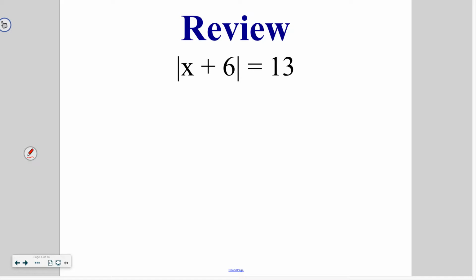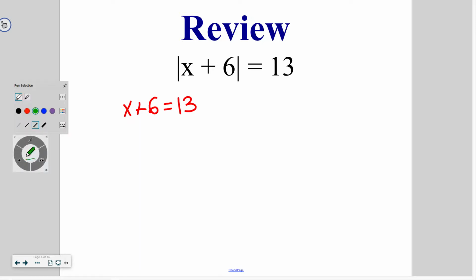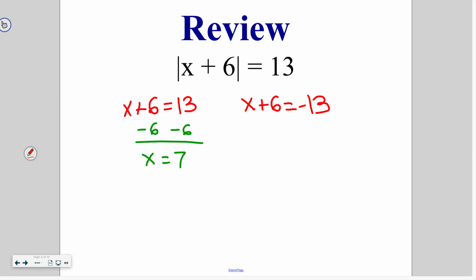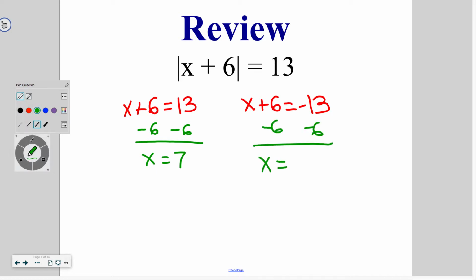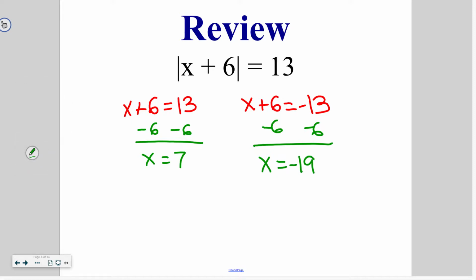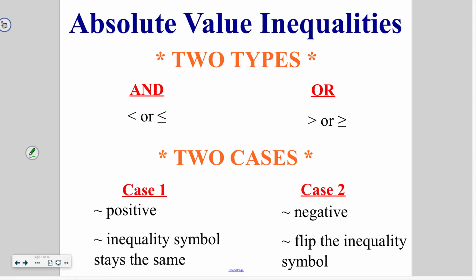Another quick review, when we are solving absolute value equations, there are two cases. Case 1 is setting it equal to the positive value. So we're going to go ahead and take away 6, and our first answer would be x is equal to 7. Our second case, we would set it equal to the negative value. Again, subtracting 6 from both sides, we would end up with our second answer of x is equal to negative 19.